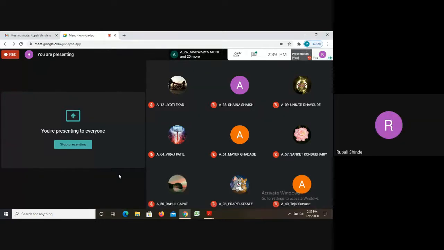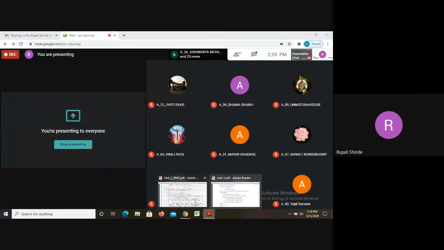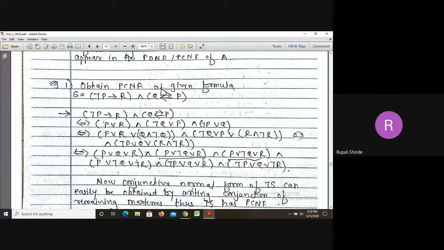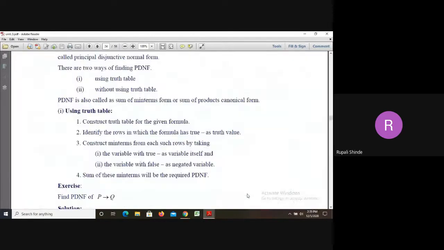Yes, that is the correct answer because for this P conditional Q, we will get values as T, F, T, T. So again, in the last column, we got three T's, and for those three T's, we have to observe what are the values of P and Q. So if you consider those, you will get the final answer as P and Q or negation P and Q or negation P and negation Q. Correct. So can we obtain PCNF for this same example?